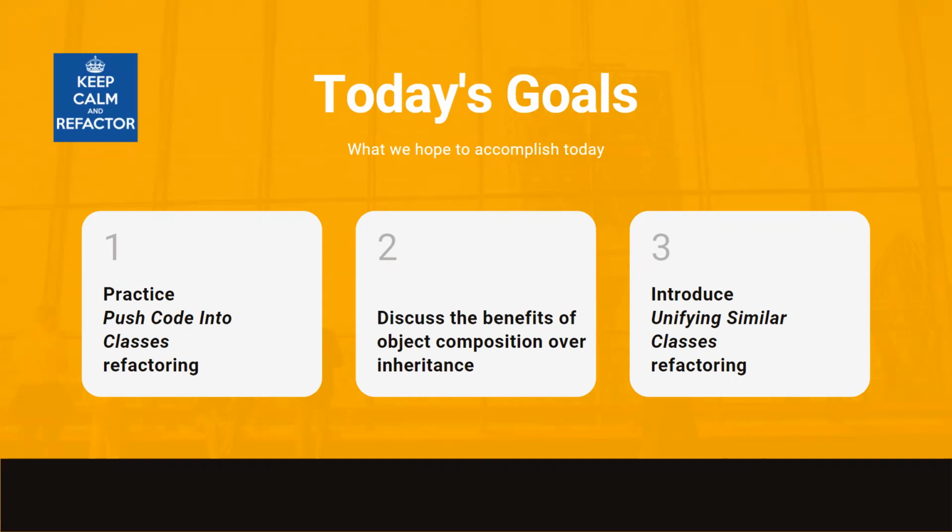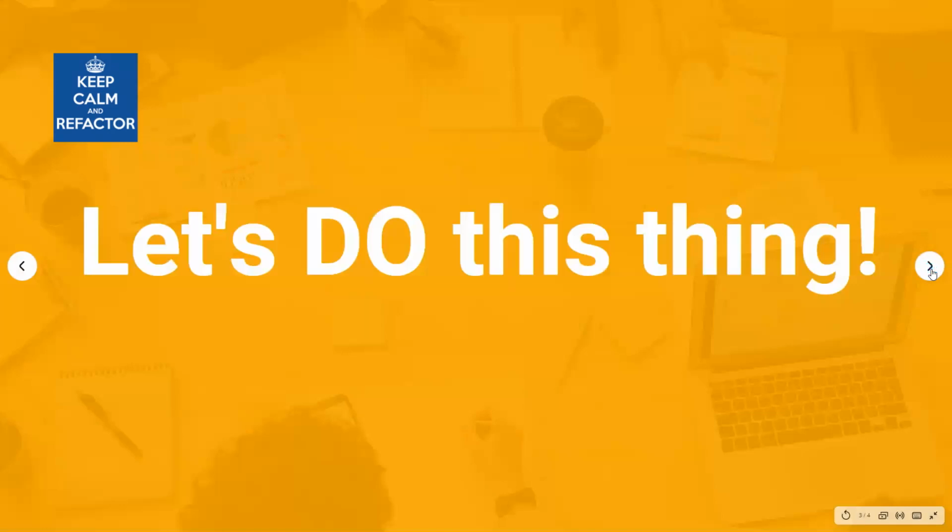In doing that, we will discuss some of the benefits of object composition over inheritance. It's a design principle that is helpful in creating more maintainable code. And finally, if we have time at the end, we'll introduce the idea of unifying similar classes. It's another refactoring step that is really helpful and really well described in this book. So with that said, let's do this thing.